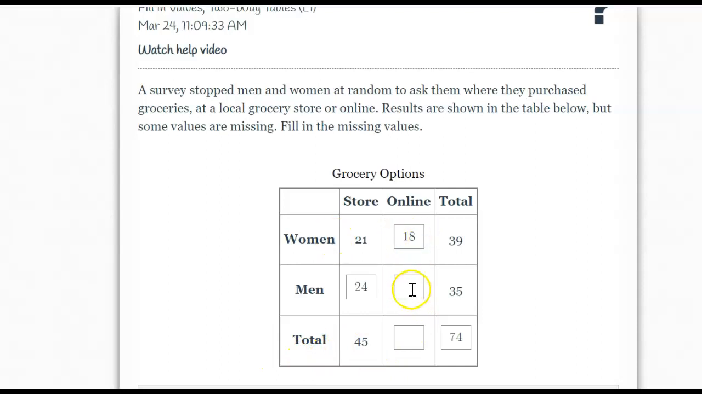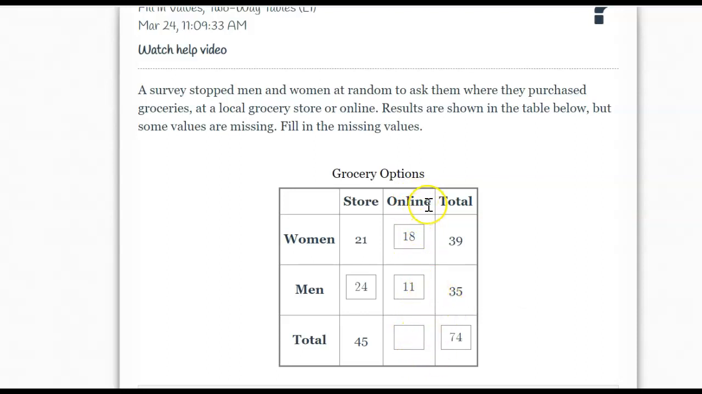Well, I can't find the number of men that shop online because I don't know the total. So I don't have enough information to go that direction. But I see that they have the total amount of men here as 35, and I know 24 of them shopped in the store. So I can go sideways to figure that information out. I could take my 35, take away 24, and get 11. Then I have enough information to work my way down on the graph.